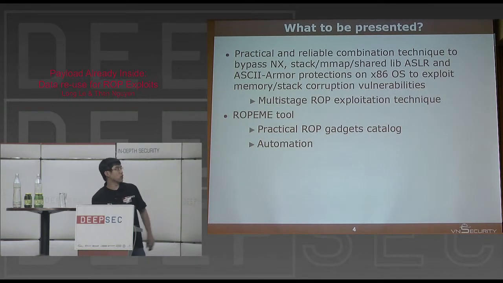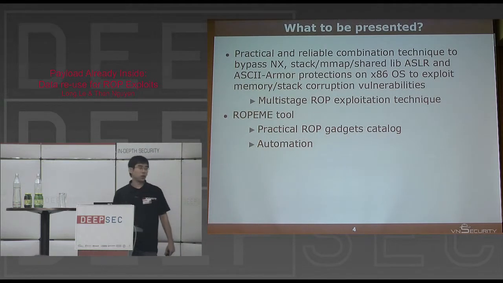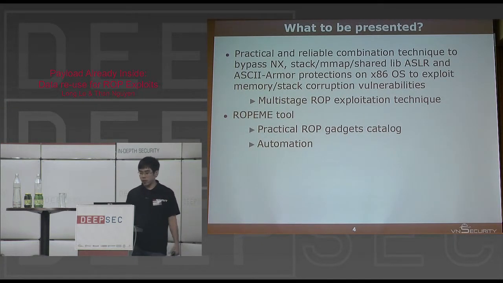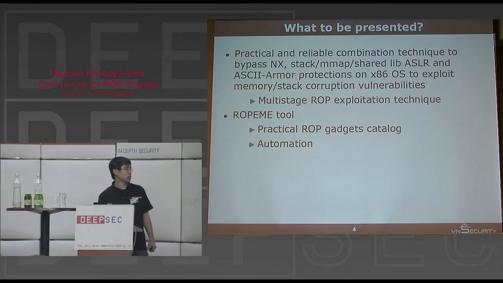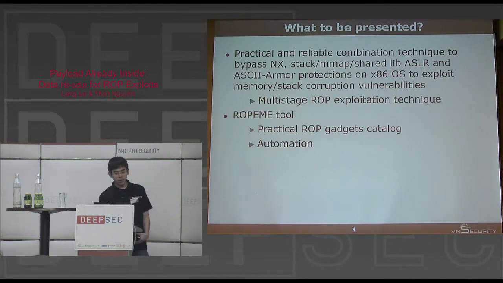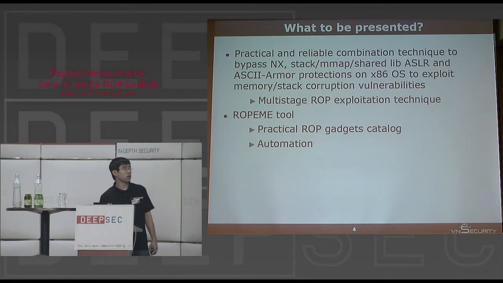So in this talk, we are proposing and talking about one practical and reliable way, with a combination of multiple different techniques, to bypass NX, stack memory mapping, shared library ASLR, and ASCII-Armor protection on x86 operating systems. Basically, our demonstration is based on Linux, but we have working versions for BSD, Linux, Mac OS, and the upcoming one is also Windows.